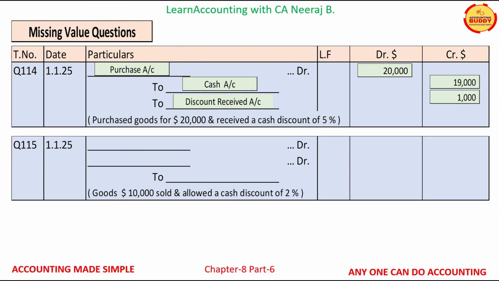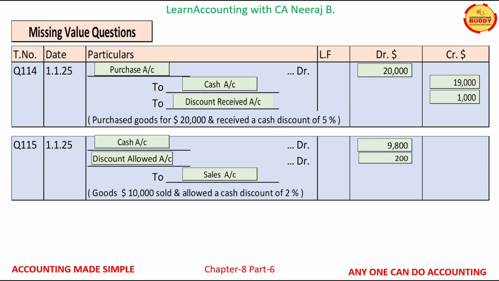Question number 115, goods worth $10,000 sold and allowed a cash discount of 2%. The accounts affected by this transaction are cash account, discount allowed account, and sales account. Since 2% cash discount has been allowed, the actual cash received is $9,800. Therefore, cash account will be debited by $9,800 and discount allowed account will be debited by $200 and the sales will be credited with the full value of $10,000.